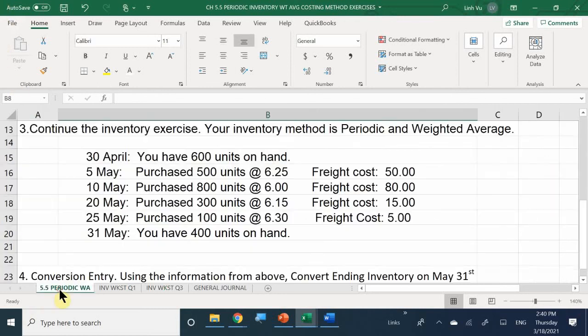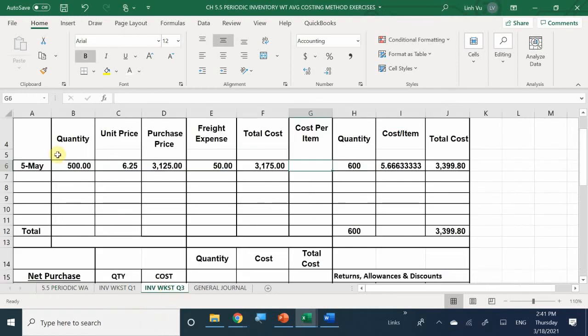So next is going to be on May 10th, we purchased another 800 units at $6 with a freight of $80. Okay, so May 10, 800 units at $6 with a freight of $80. So what is my total purchases here? $4,800. $4,800 plus my $80 to give me a total cost of $4,880. Good.